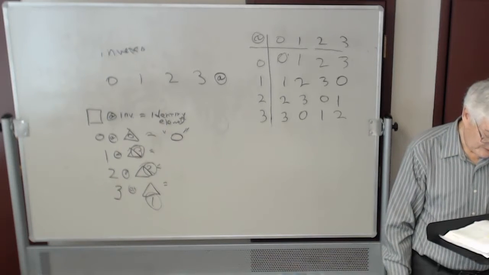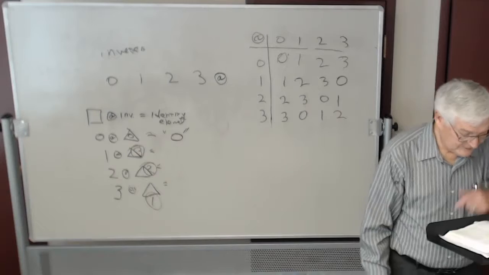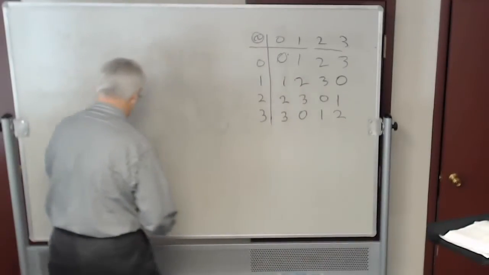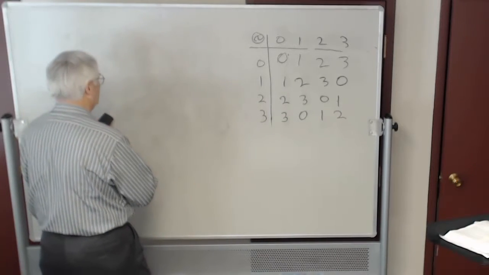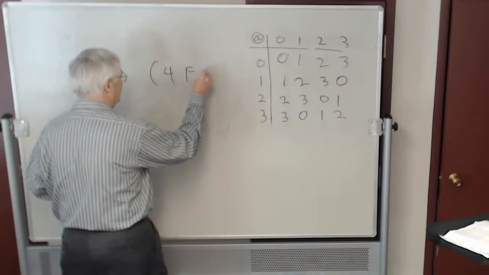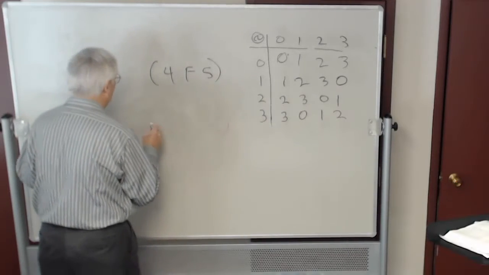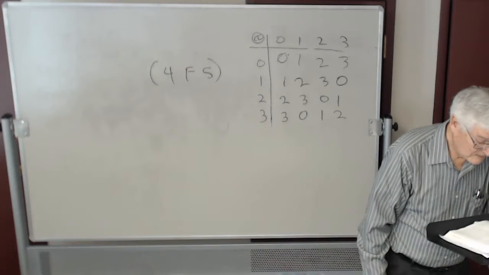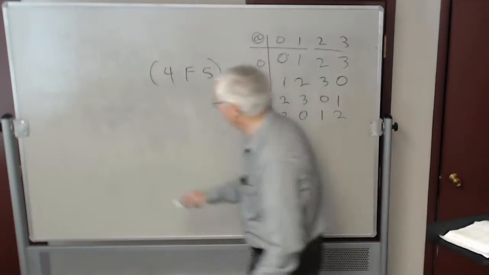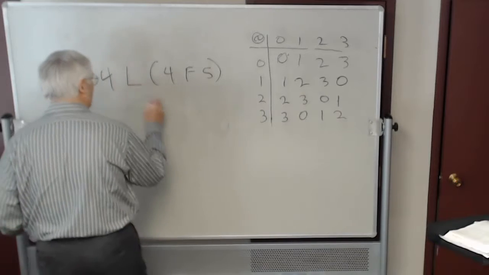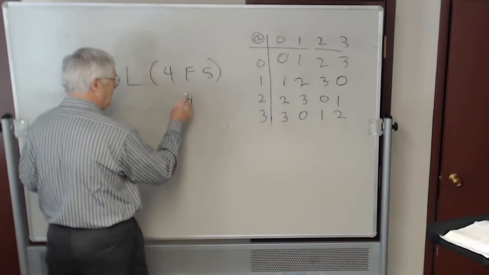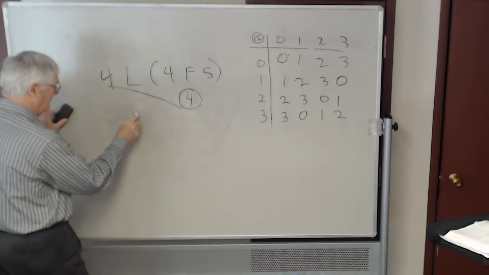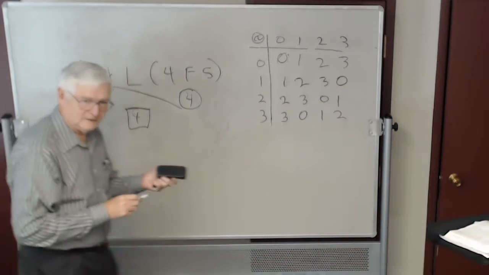Okay, so number 30. What's in parentheses 4F5? So what's the answer? 4. So 4L, 4F5. The first number is 4. Now, what's 4L 4? 4. So there's your answer to the question.